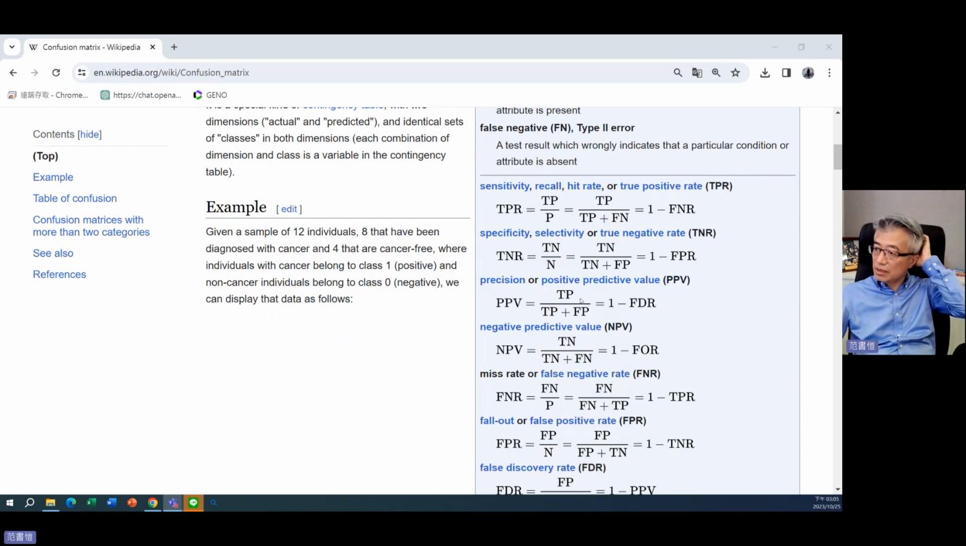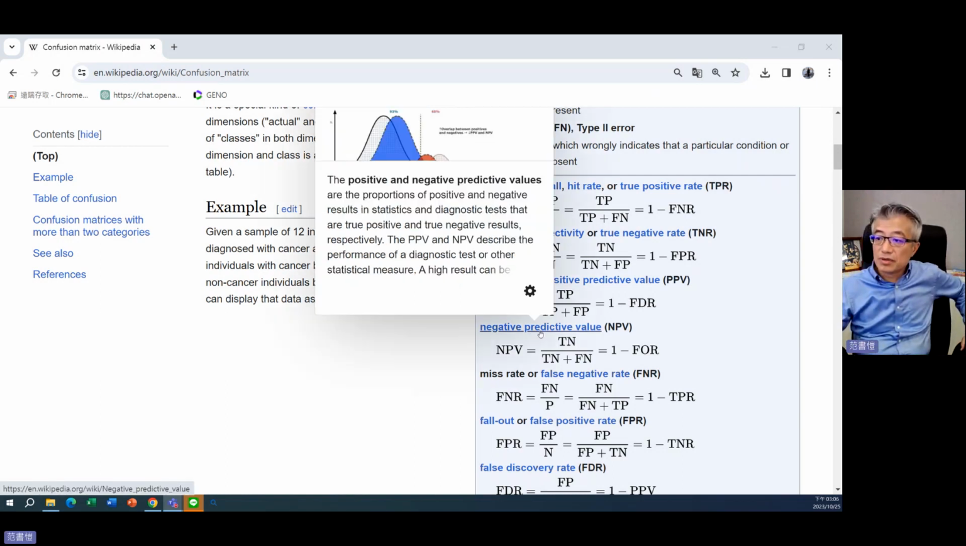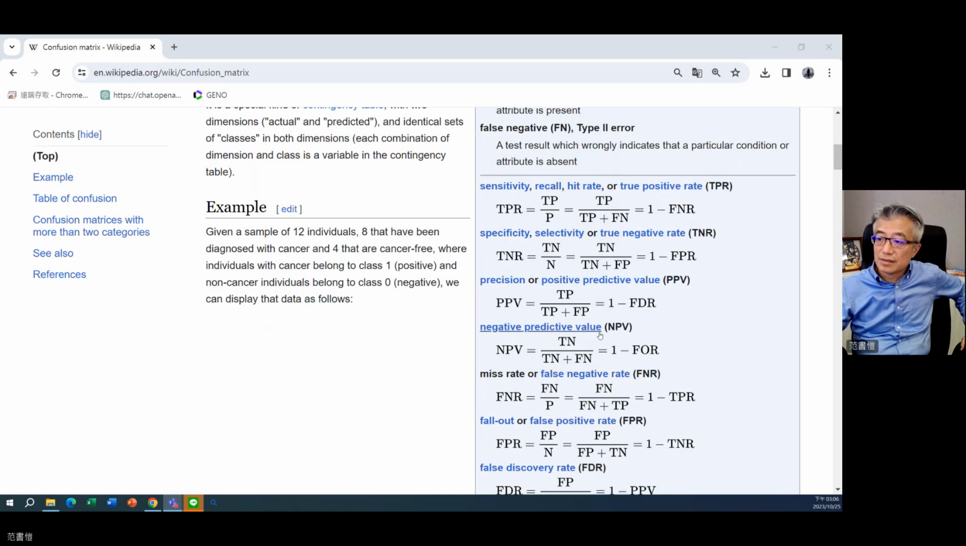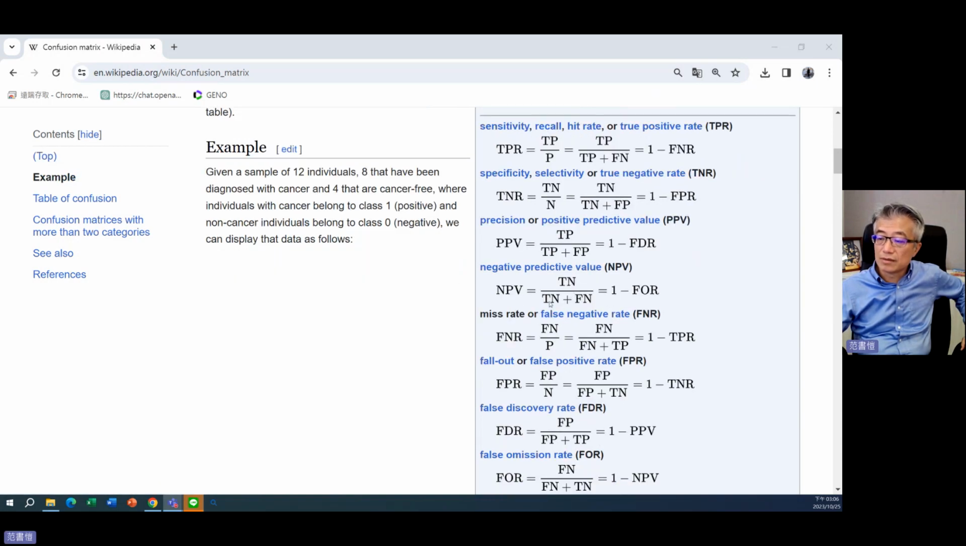PPV, FDR. Okay, this is a false discovery rate. Okay, this will be addressed later, as I address FDR. And the negative predicted rate.